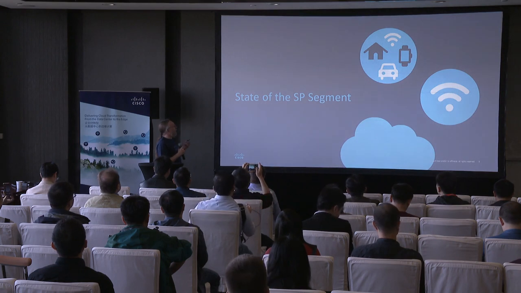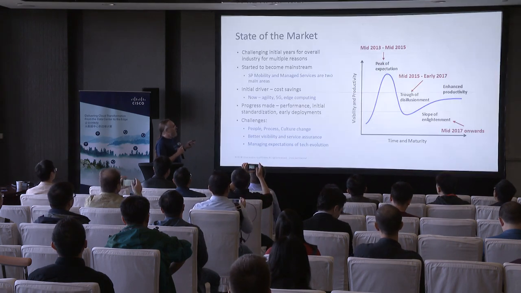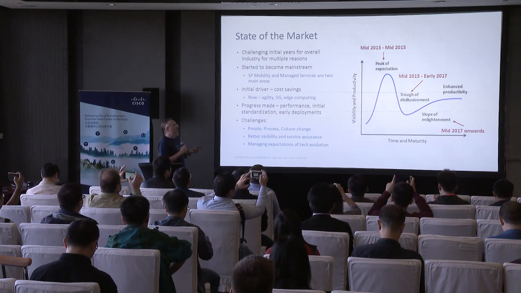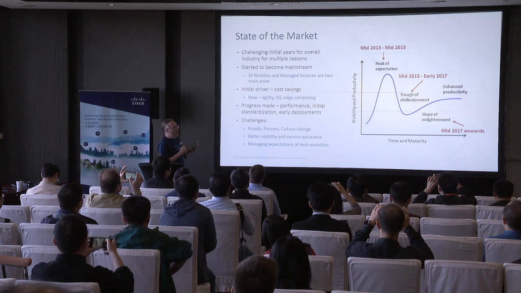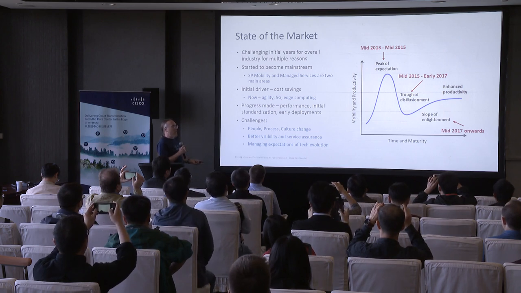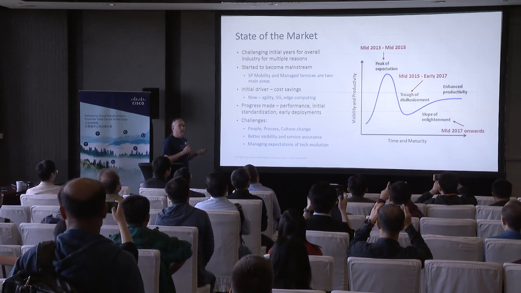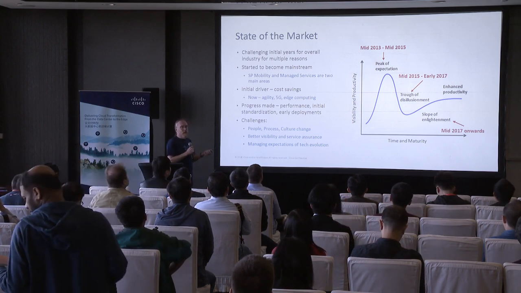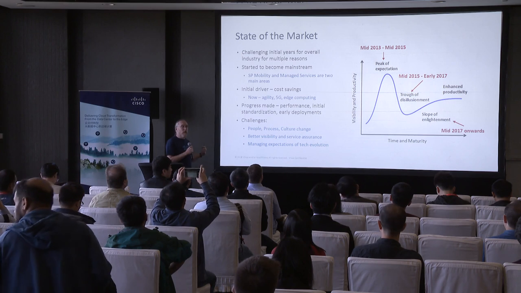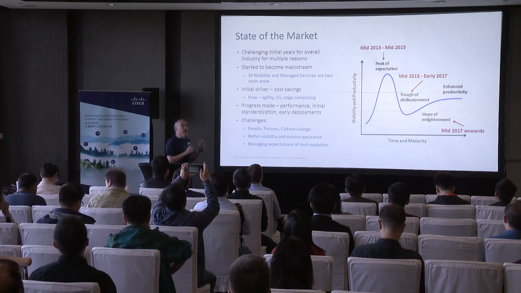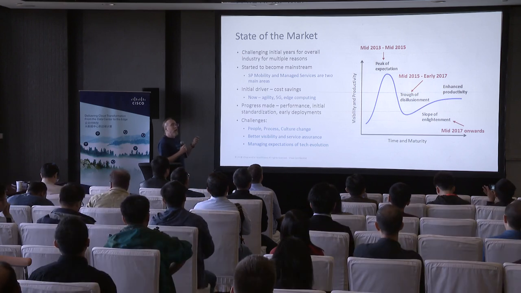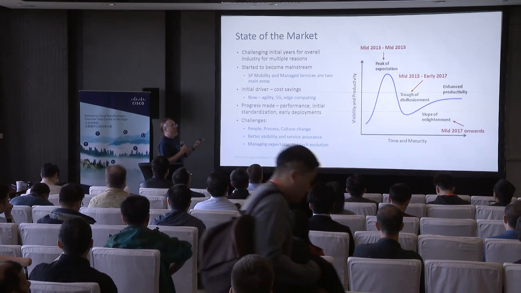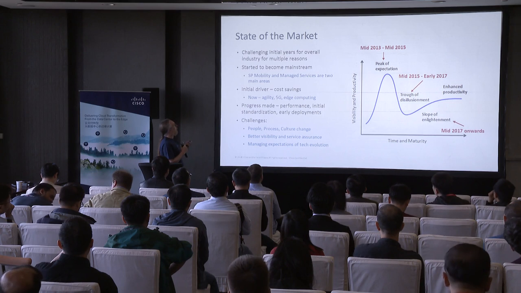The state of the SP segment. This is really our viewpoint. You can see the curve on the right there might look rather familiar. We have a peak and then a trough as people expect a great deal from a platform like OpenStack, like NFV, if we're being honest, and then it turns out not to actually meet the hype. But as people come to the realization that it is actually practically usable, and you do get somewhere with it, we're leveling off on that enhanced productivity part of the curve today.